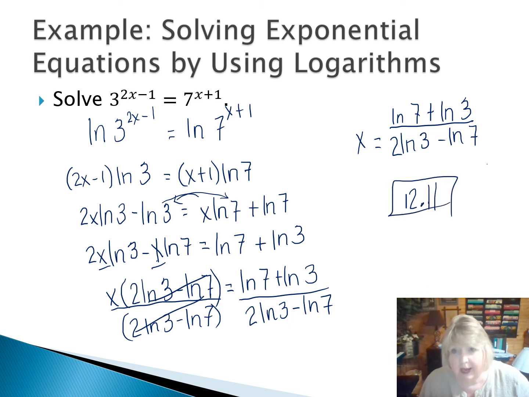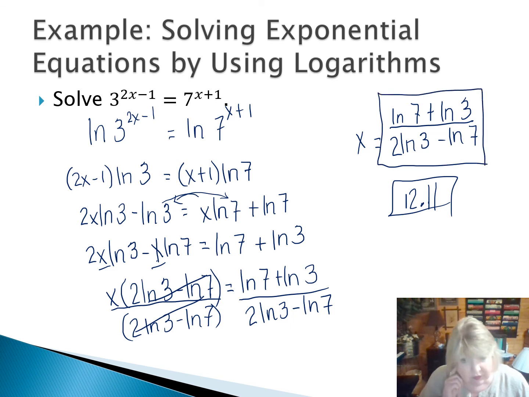Okay. Now again, it's all in which calculator you're using. If you're not allowed a scientific or graphing calculator, then you'll have to leave it as the natural log of 7 plus the natural log of 3 over 2 natural log of 3 minus natural log of 7. If, however, you can use the calculator, again, be sure you put the numerator and the denominator inside parentheses to prevent your calculator thinking you just had natural log of 3 over 2 natural log of 3.